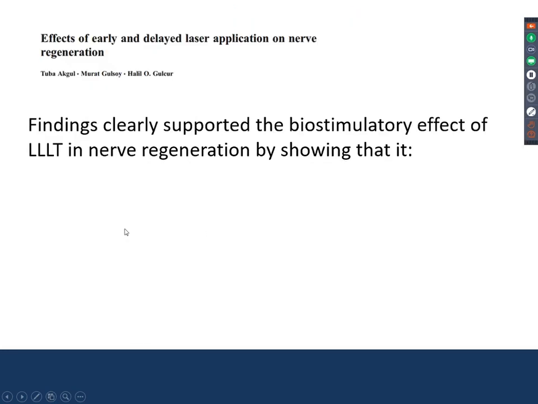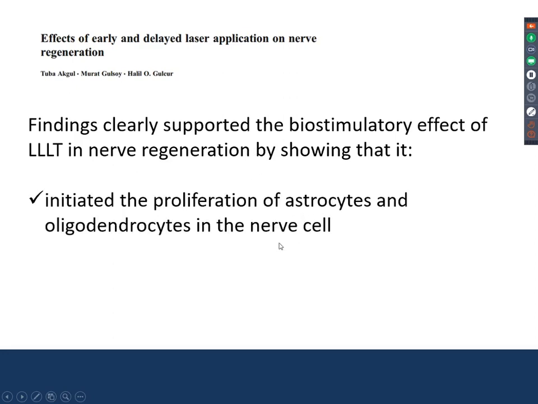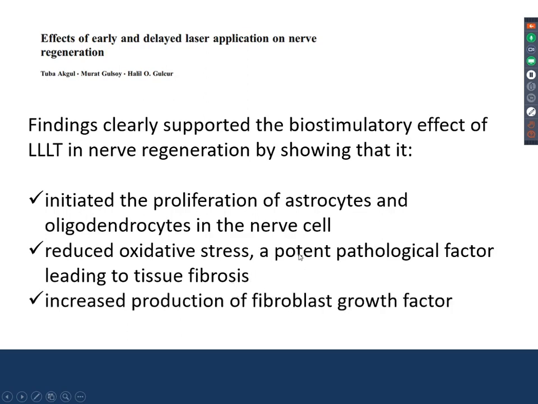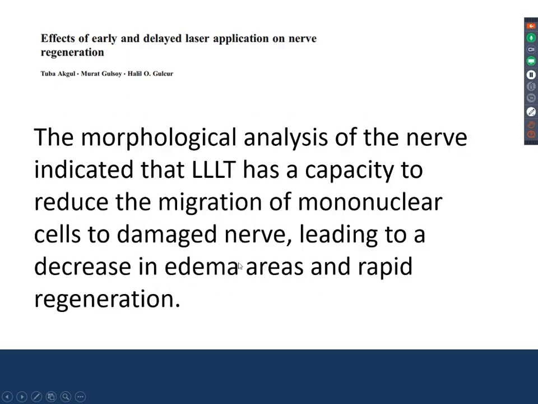So the findings of this research specifically showed that the lasers had a biostimulatory effect such that it initiated the proliferation of astrocytes and oligodendrocytes in the nerve cell. It reduced oxidative stress, which of course can lead to excessive fibrosing. And it increased the production of fibroblast growth factor. And overall, the morphological analysis, as I was showing you here, indicated that laser therapy has the capacity to reduce the migration of white blood cells to the damaged nerve, leading to the decrease in edema areas and more rapid repair.